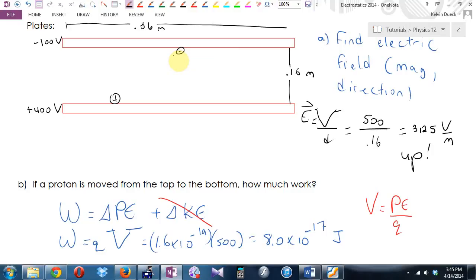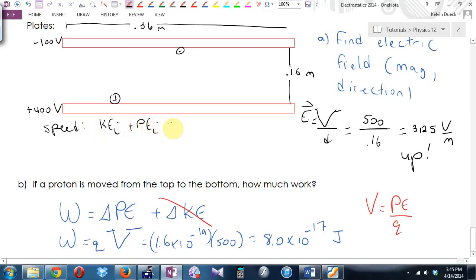If we're talking about who would hit the far wall first, what we're really saying is who's going to travel the fastest. If I wanted to look at speed, that would be kinetic initial plus potential initial equals kinetic final plus potential final, starting at rest and hitting the ground.